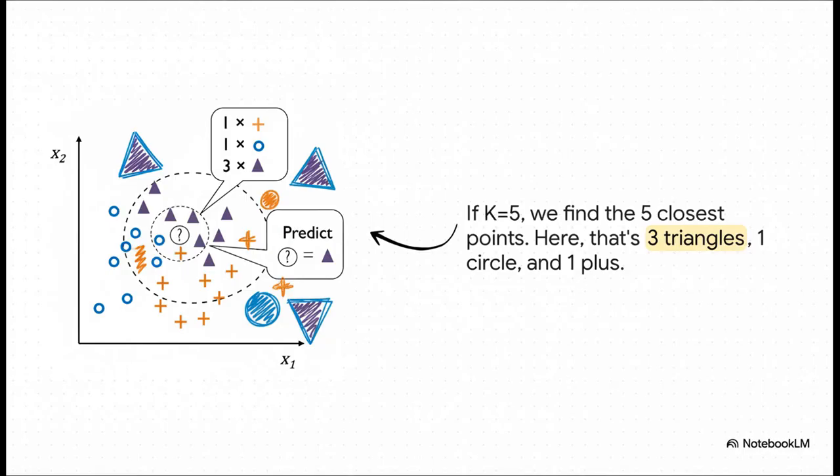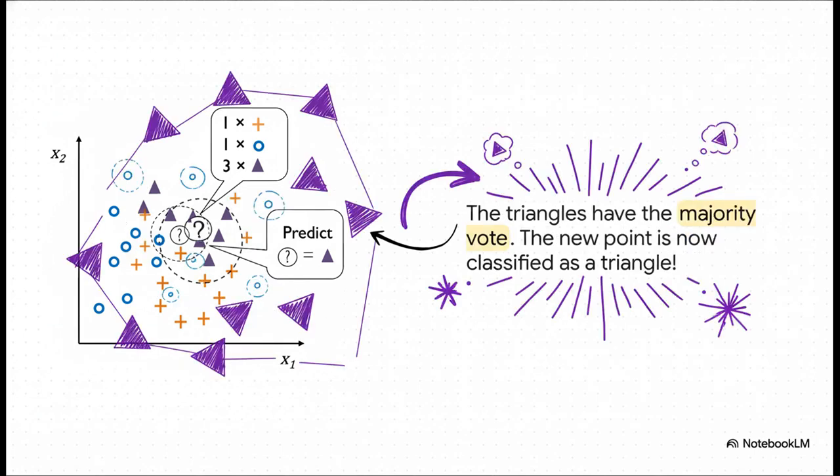All right, so let's just say we pick K equals 5. What happens next is the algorithm basically draws a circle around our mystery point, and it expands that circle just enough to catch the 5 closest data points. So now, if we look inside our circle, what do we have? Let's count them up. Looks like we've got 3 triangles and 2 plus signs. Okay, so 3 triangles versus 2 pluses. Well, the triangles have it. They've got the majority vote. And that's it. Just like that, the algorithm decides our mystery point is now a triangle. It's literally just a democratic vote among its closest buddies.